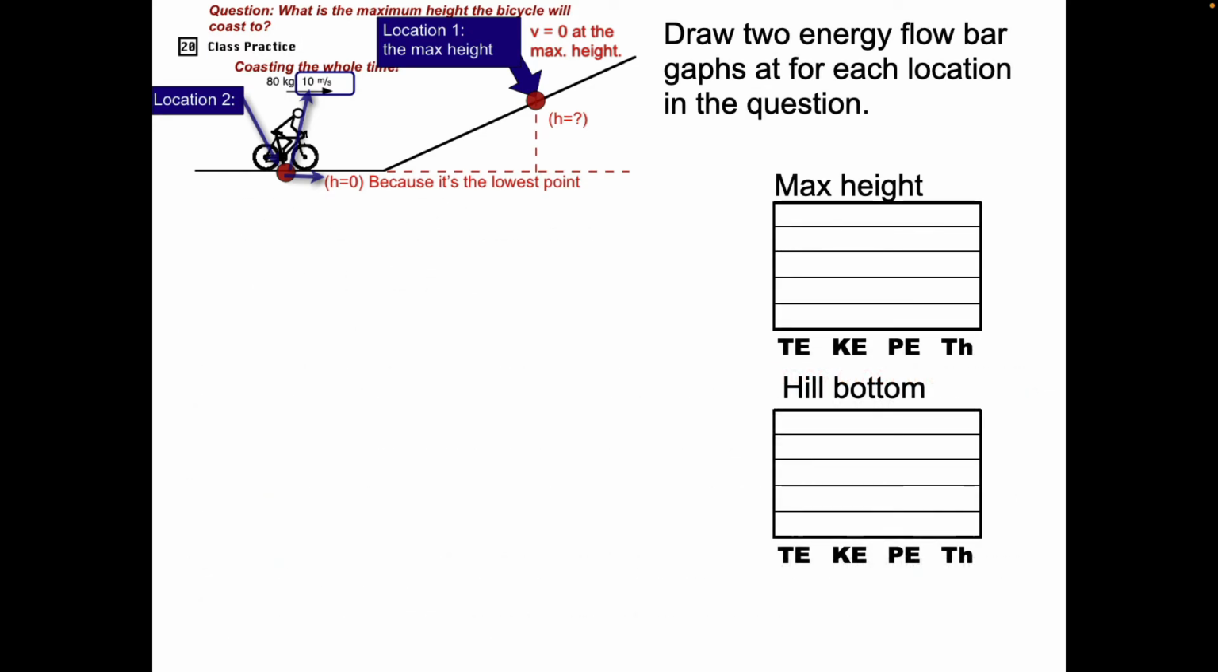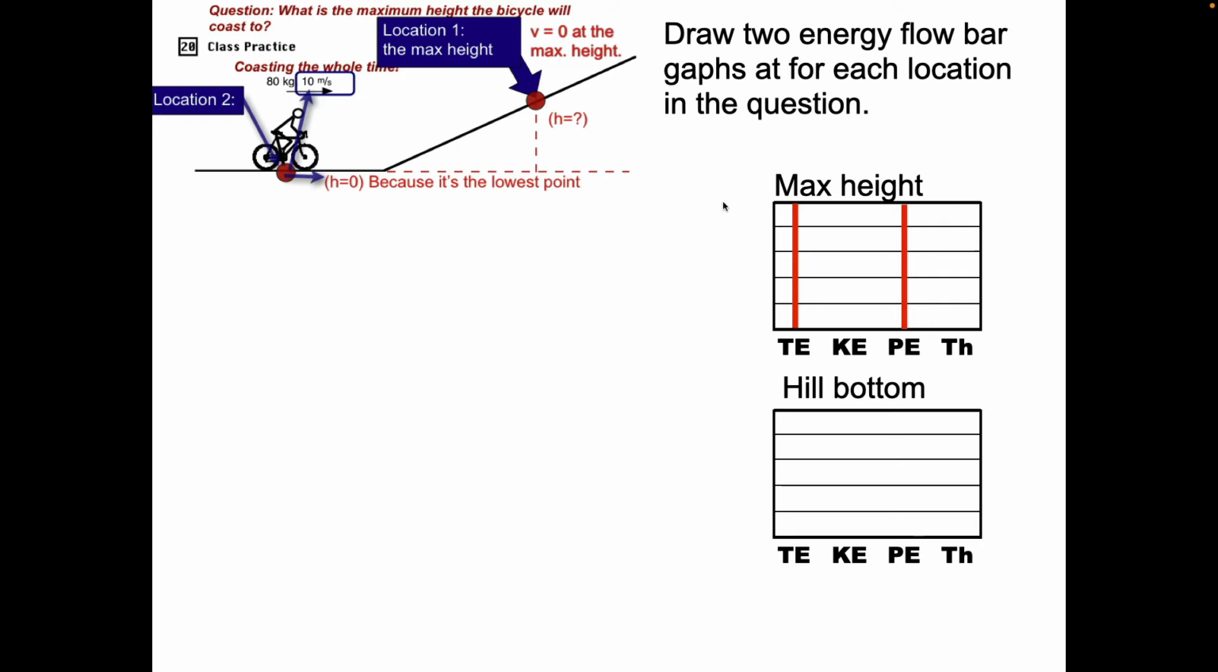I'm going to start with the LOL diagrams that we did in our introductory activity. I've got one for the one location, that's the maximum height, and I've got another for the other location, that's the bottom of the hill. At the maximum height, I know I have a total amount of energy. And when I reach the maximum height, that's defined as maximum height when the velocity is equal to 0. That means there's no motion, so there's no kinetic energy. So all my energy at the top at maximum height is in potential energy.